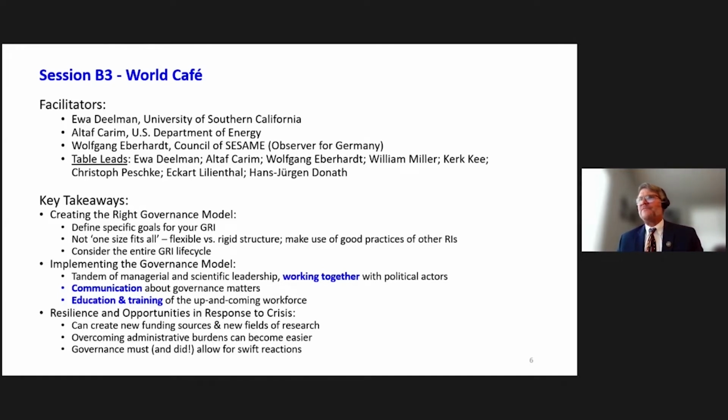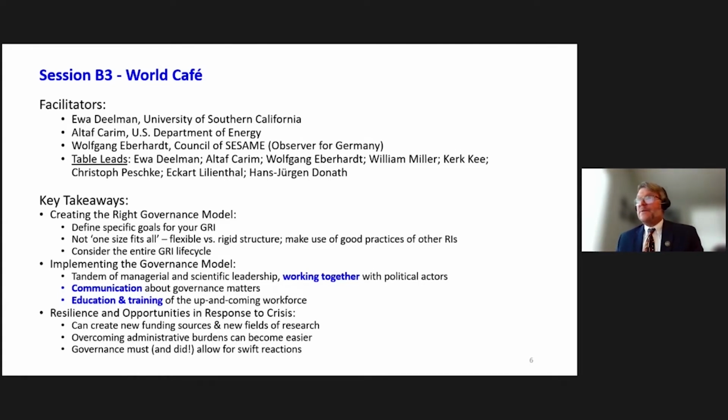So with regard to the right governance model, obviously, you need to define the goals specific to your GRI. As we've talked about, one size does not fit all, and you have to consider the entire GRI life cycle. What we found is that governance evolves through design, implementation, and then into operations, but that generally speaking, it doesn't change considerably over time. It's a slow evolution based on the life cycle stage and what the goals of that stage are.